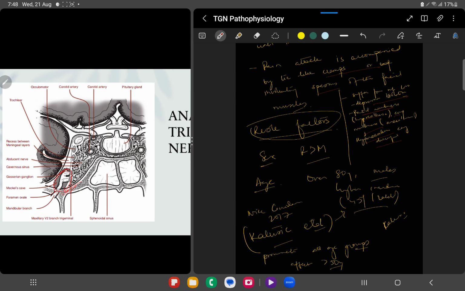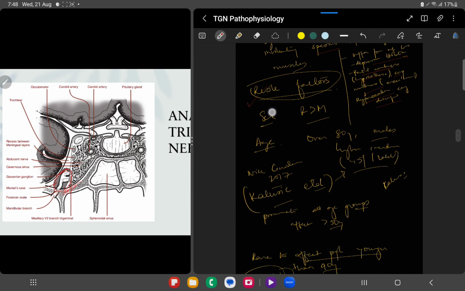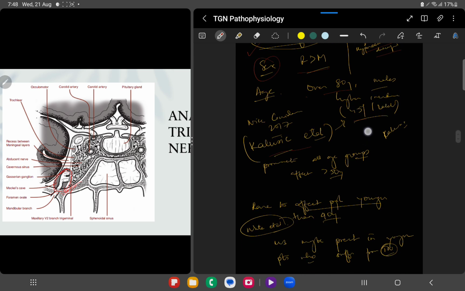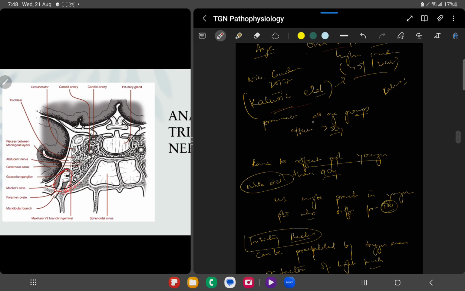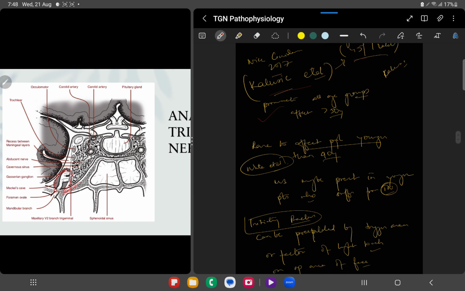and due to hyperexcitable discharges, this may occur. Now coming to the risk factors, in sex we find that females are more predisposed to have this disorder. In age, according to Kalosik et al. and NICE guidelines 2017, males over 80 years have higher incidence, that is 45 per 1 lakh. Though it is prominent in all age groups above 50 years, according to White et al., it is rare to find this disorder in patients younger than 40.